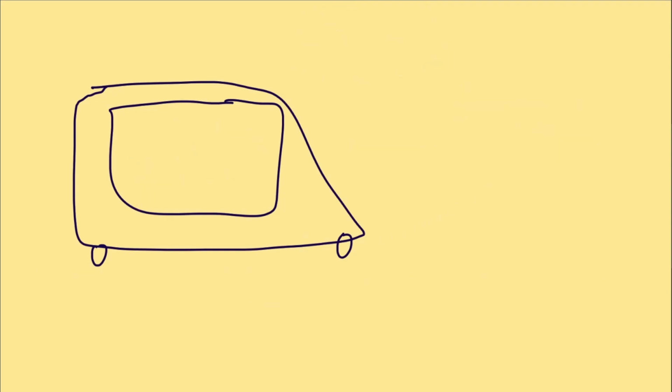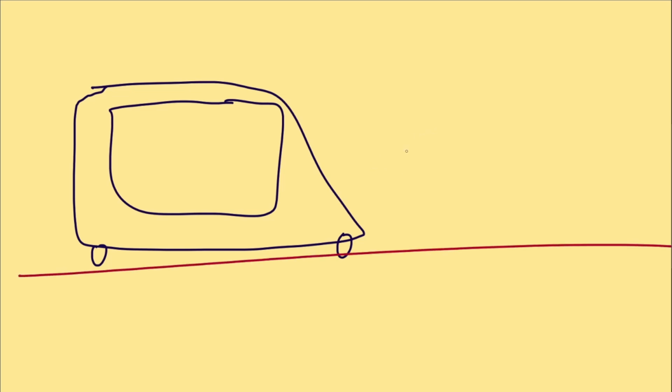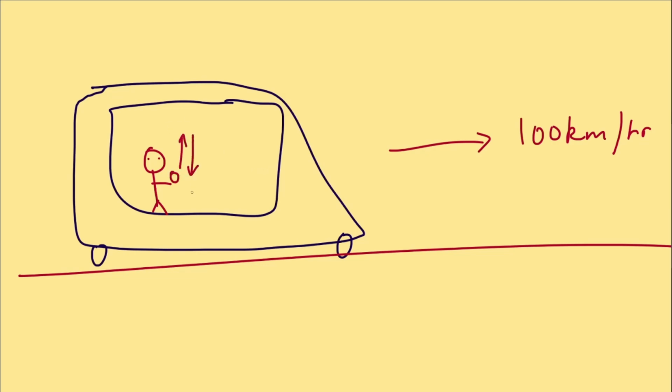Let's take our same beautiful train that we have created. Now he is driving forward on the ground at 100 kilometers an hour. Someone inside the train, so this guy here, decides to throw a ball up and down, so straight up and straight down into his hand. From an outside observer, what does he see? I'll give you a second to think.